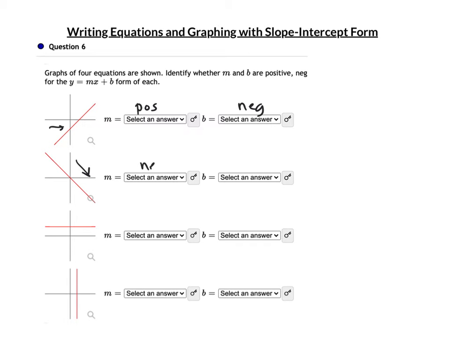This line, the second one, goes down and to the right. That means the slope is negative. And b, it hits at the origin. So b would be 0, a constant.